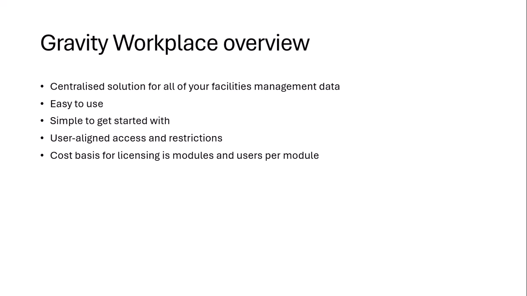Gravity is easy to use, simple to get started with, and enables a restriction of data and actions per user type. Access and restrictions work across internal and external users. This is all configurable by the user without the need for supplier intervention. There's no restriction or cost implication regarding the number of jobs per year or the number of sites you have. Instead, the licensing costs are based on the application module required and the number of users per module.